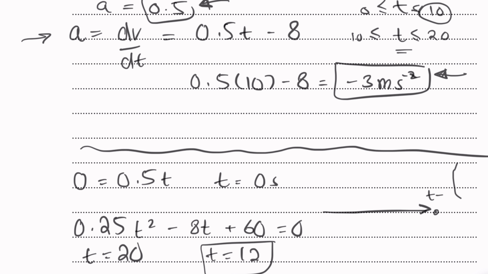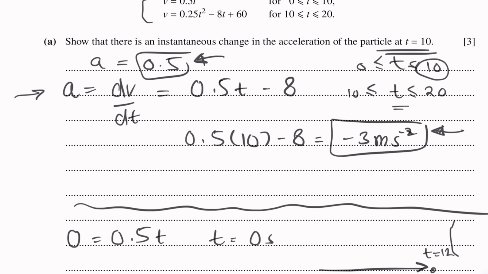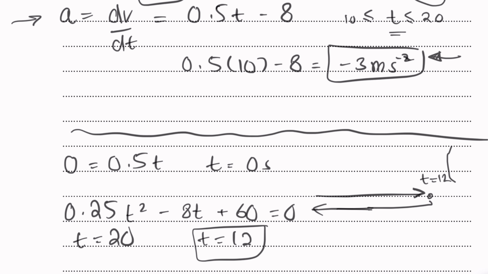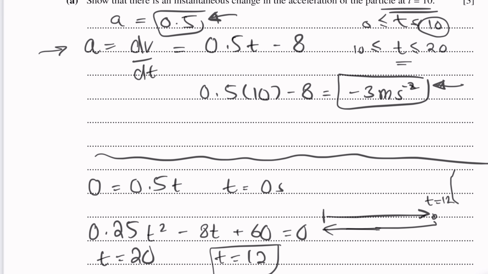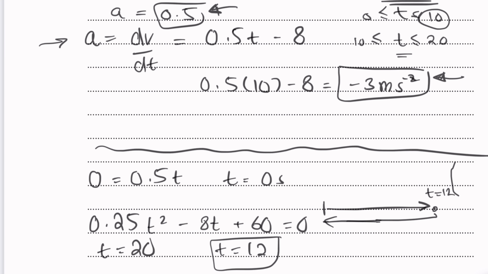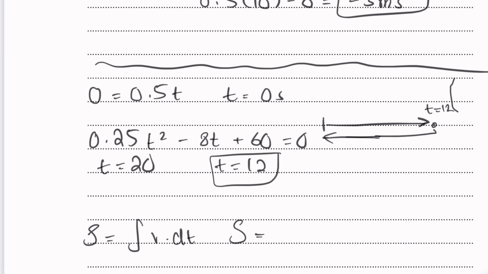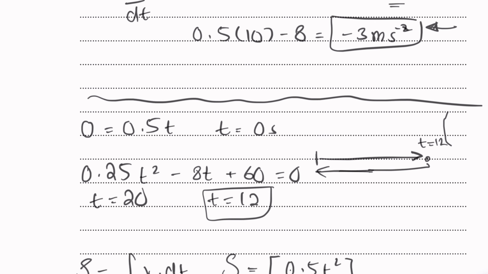Then it comes to time equals 12, it turns around, and at the time of 20 we want to figure out how far it has traveled, but let's see what we can calculate. Between 0 and 10 seconds we can calculate displacement, but first distance equals the integral of velocity with respect to time. So let's integrate the first section: 0.5 t squared divided by 2, from 0 to 10 seconds.